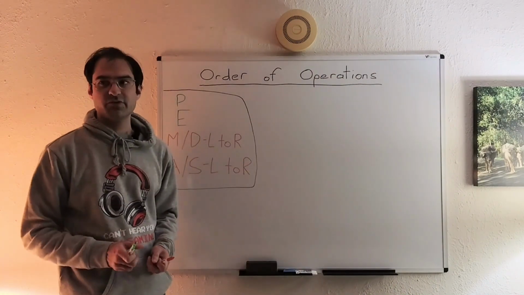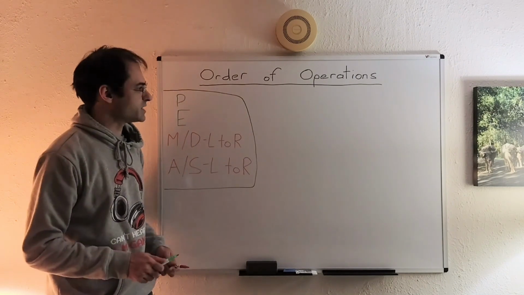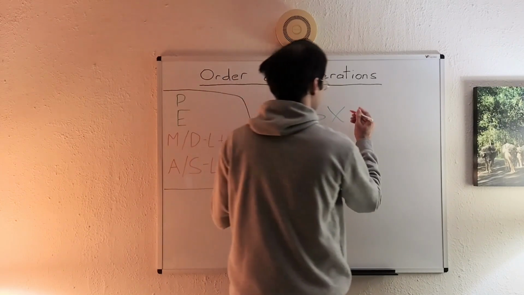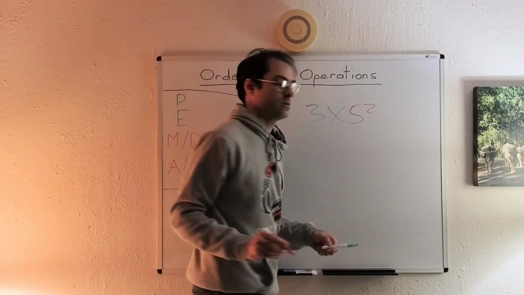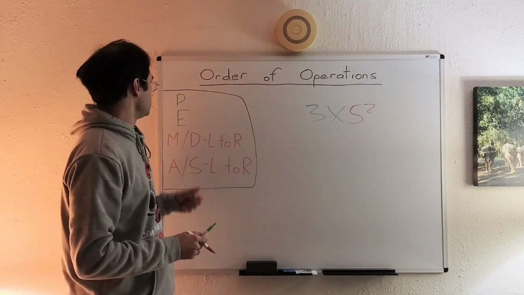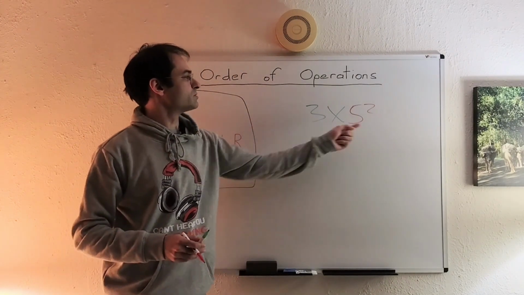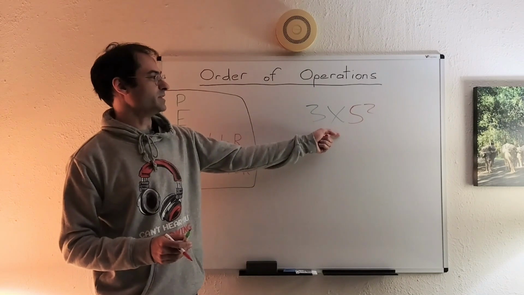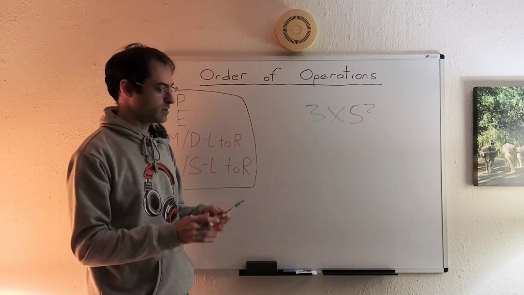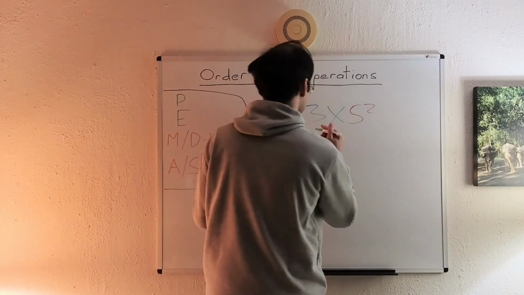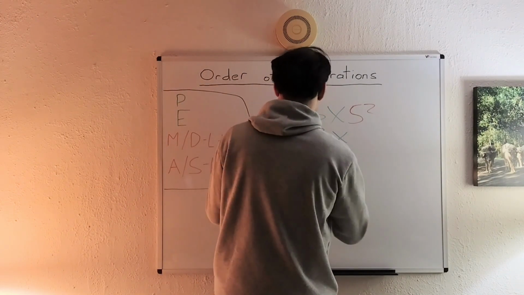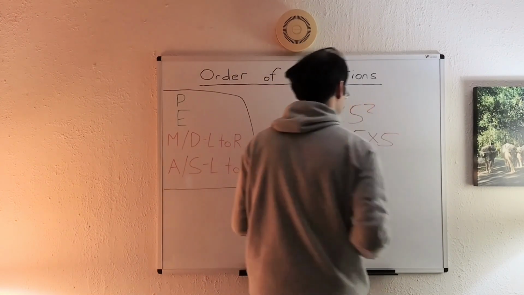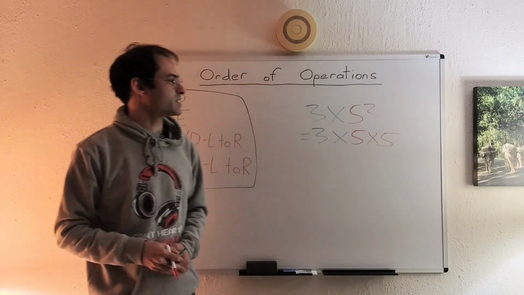So why do exponents come before multiplication and division? We have a simple example here. Say 3 times 5 squared. Now we know what PEMDAS says. It says to evaluate the exponents first and then multiply by 3. But say we don't know about PEMDAS and we just want to evaluate this and get a correct answer. What we can do is rewrite the 5 squared as 5 times 5.